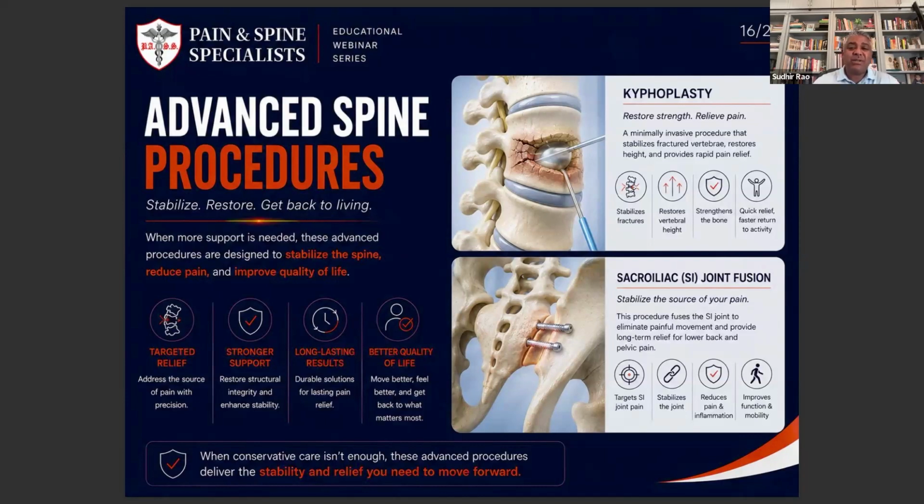And SI joint dysfunction. So sacroiliac joint dysfunction or sacroiliitis is becoming more popular over the last 3 to 4 years. This is where you have low back pain, hip pain, groin pain, even buttock pain or leg pain. It is arthritis in the SI joints, which are the joints where the tailbone meets the pelvis itself.